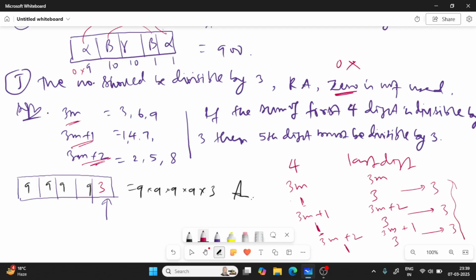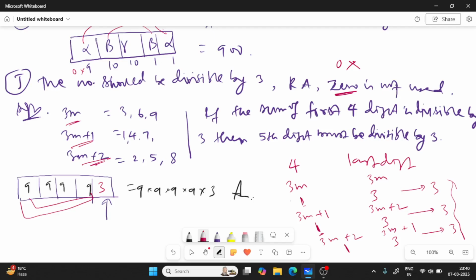In either case, you can see the sum of these first 4 places, whatever numbers you put here, would be either of 3m type, so only one way, or 3m plus 1 type, again one way, or 3m plus 2 type, again one way. But for the last digit, we'll always have three options. Like if the sum of the first four digits is divisible by 3, then the last digit has to be divisible by 3. But in how many ways can the last digit be divisible by 3? That is in 3 ways: 3, 6, 9.